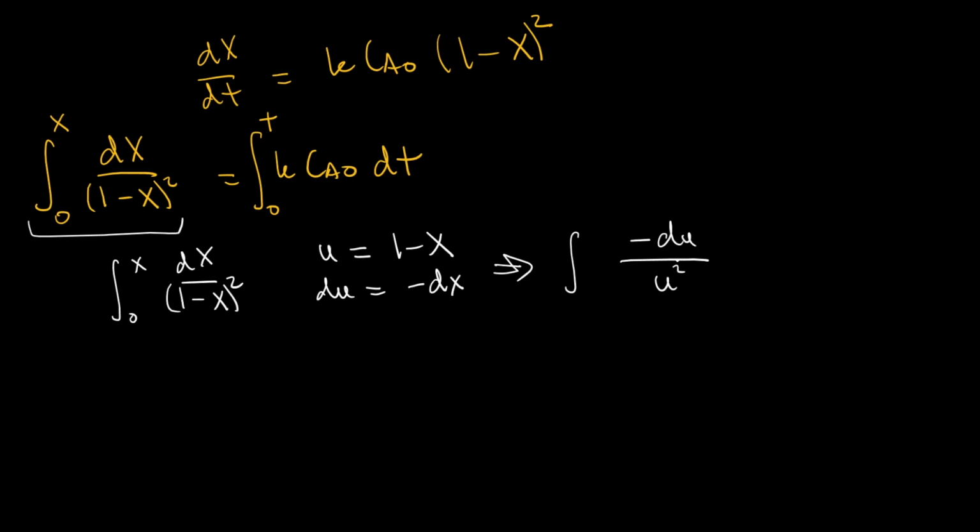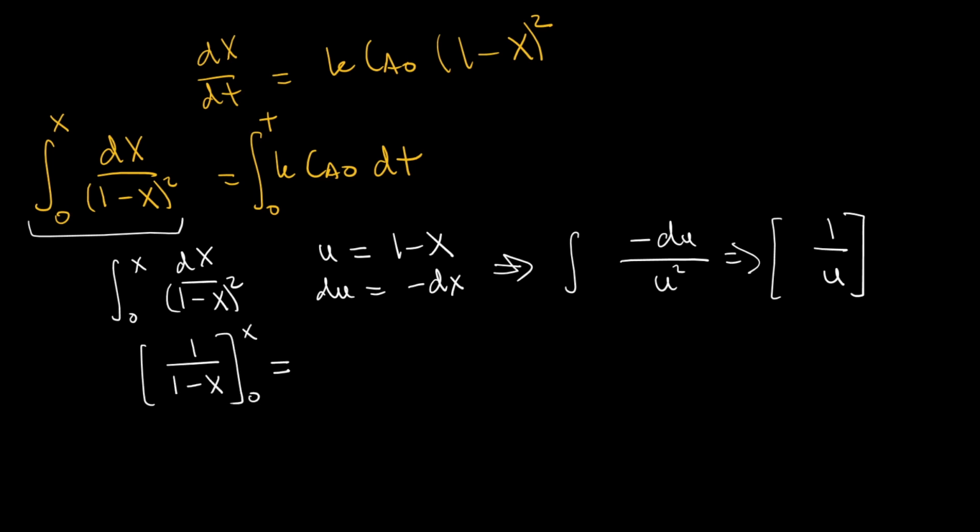If we evaluate this indefinite integral, that brings us to 1 over u, which we'll evaluate between certain values. And now at this point, I'm going to plug back in for 1 minus x. So we end up with 1 over (1 minus x), which we are evaluating from 0 to x. When we plug in the bounds of this integral, we get first 1 over (1 minus x) minus 1 over (1 minus 0). So this is just 1 over 1.